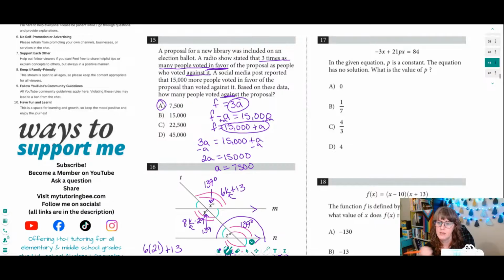Okay. In the given equation, P is constant. The equation has no solution. What is the value of P? For this one, if we have multiple choice answers, I would suggest just substituting in each of these answer choices for P and seeing if it gives us a true equation.